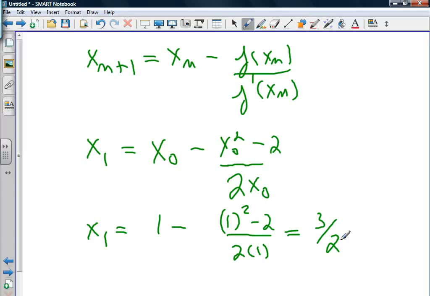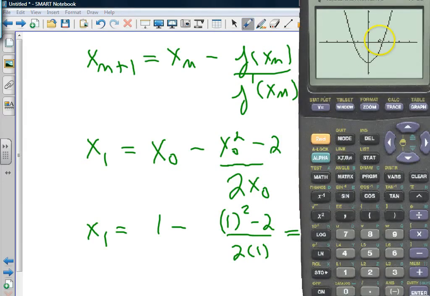Is that any good? Well, go back to the graph. My first guess was 1. My next guess is 1 and a half. It is, I think, closer than I was to the real answer. The real answer being whatever the heck that is, right? So I started at 1. My next guess is 1 and a half. Is that good enough? Well, no, because think of it.